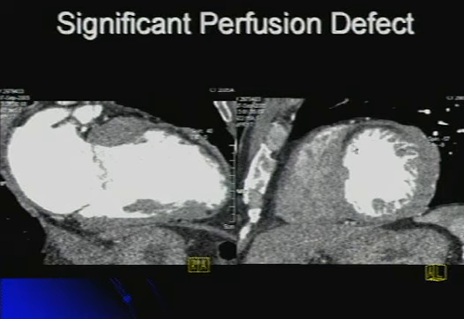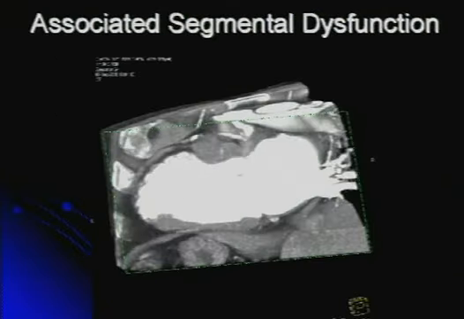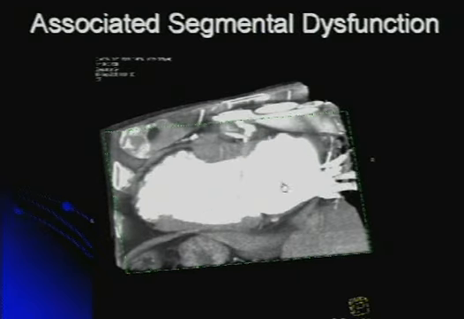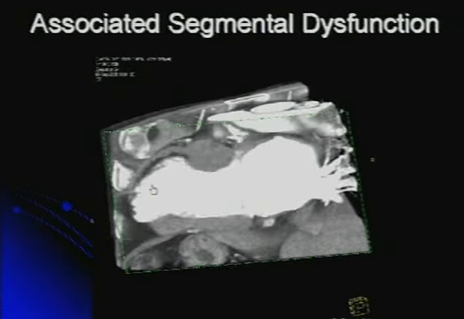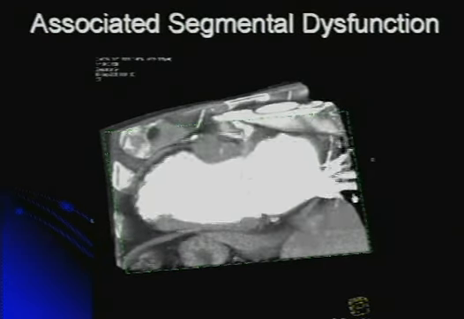In addition, there's a significant perfusion defect noted in this wall. And when we look at our motion images, we can see that there's severe hypokinesis of this anterior wall, and this is consistent with a myocardial infarction in this territory.